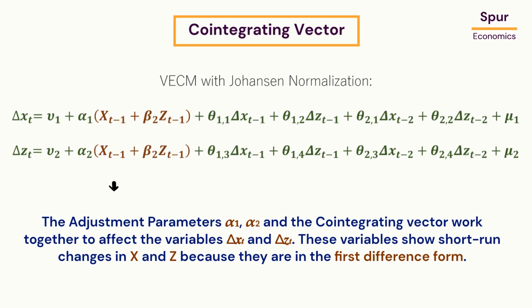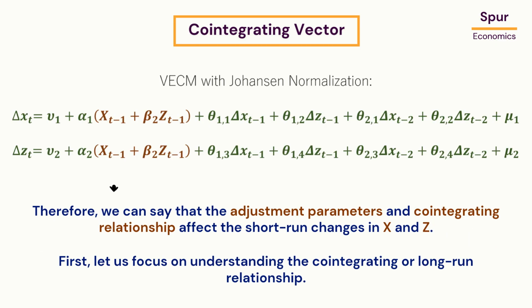The adjustment parameters alpha 1, alpha 2 and the cointegrating vector work together to affect the variables delta xt and delta zt. These variables show short-run changes in x and z because they are in the first difference form. Therefore, we can say that the adjustment parameters and cointegrating relationship affect the short-run changes in x and z. First, let us focus on understanding the cointegrating or long-run relationship.